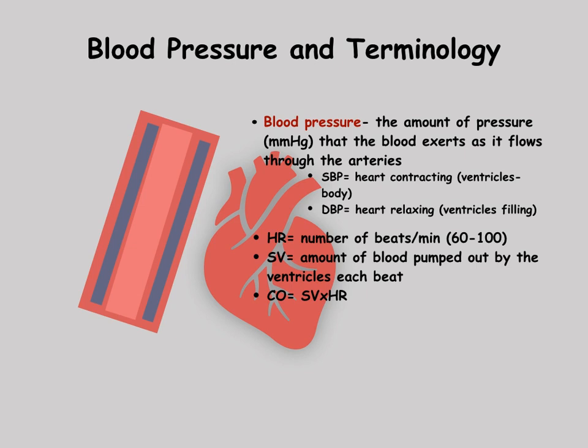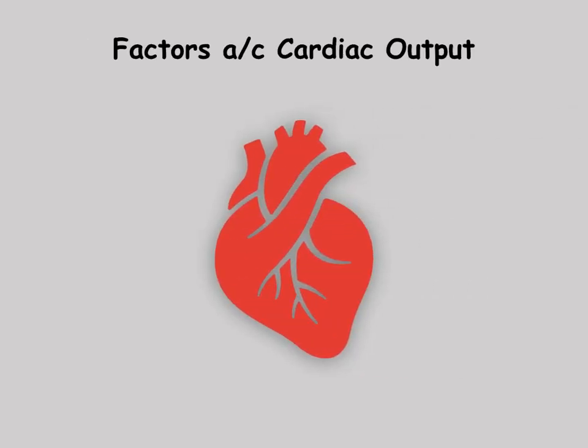Stroke volume is the amount of blood pumped out by the ventricles each beat. Cardiac output is stroke volume times the heart rate. So the amount of blood pumped out by the ventricles times how many times those ventricles are beating.